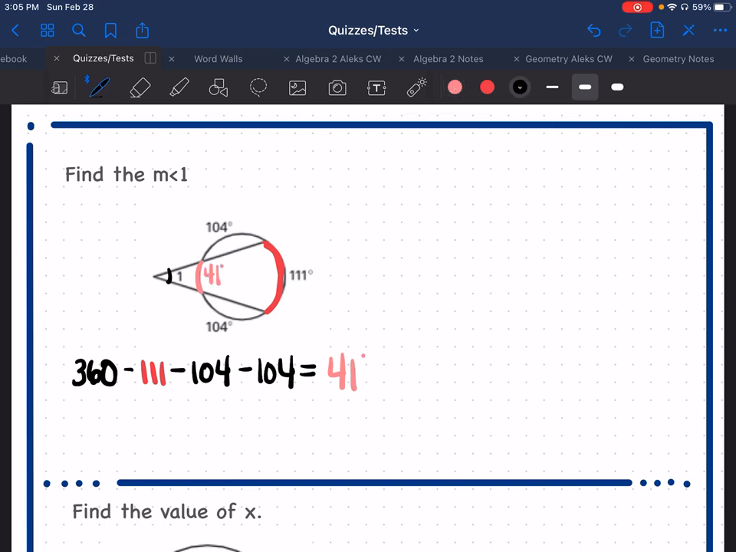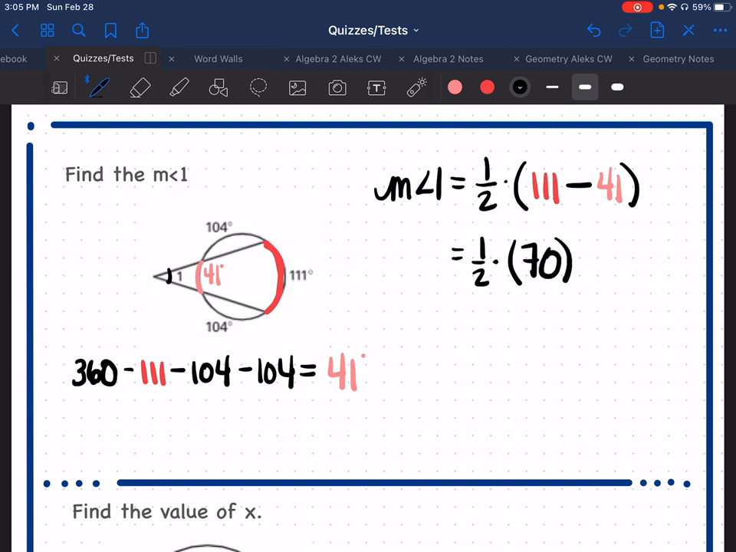Okay, now the theorem says the measure of angle 1 is half the outside arc minus the inside arc. 111 minus 41 is 70. 1/2 times 70, or remember, you can think of this as 70 divided by 2, equals 35 degrees. There's your answer.